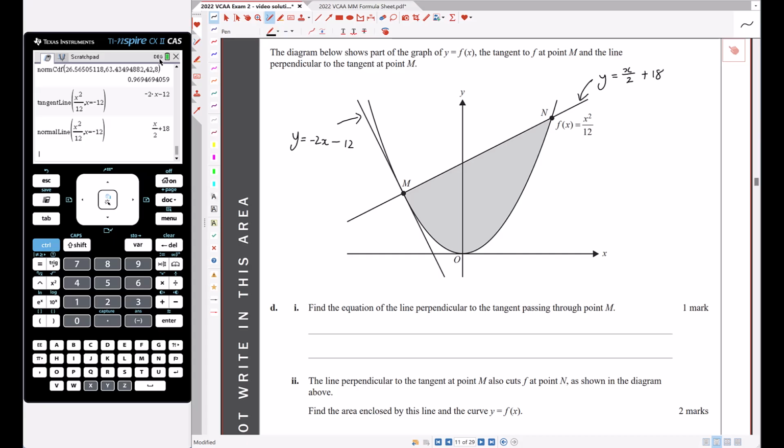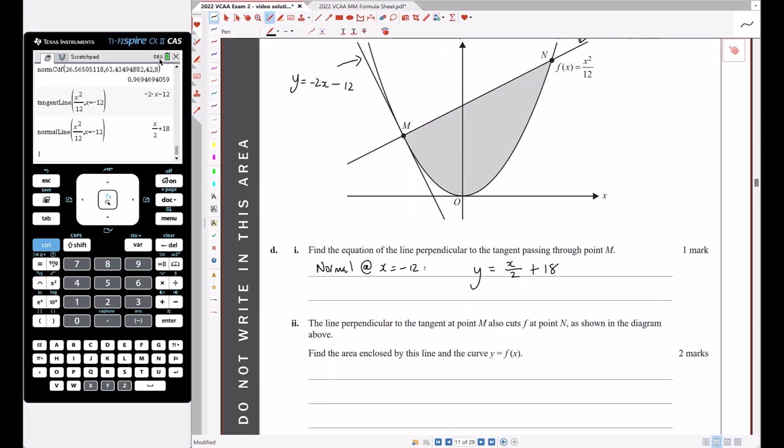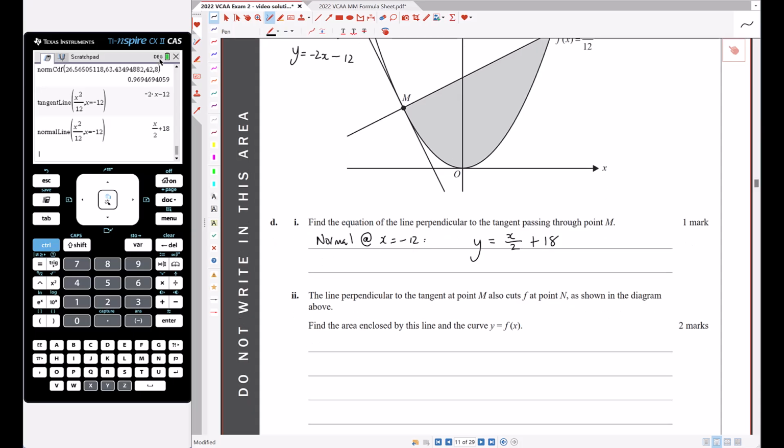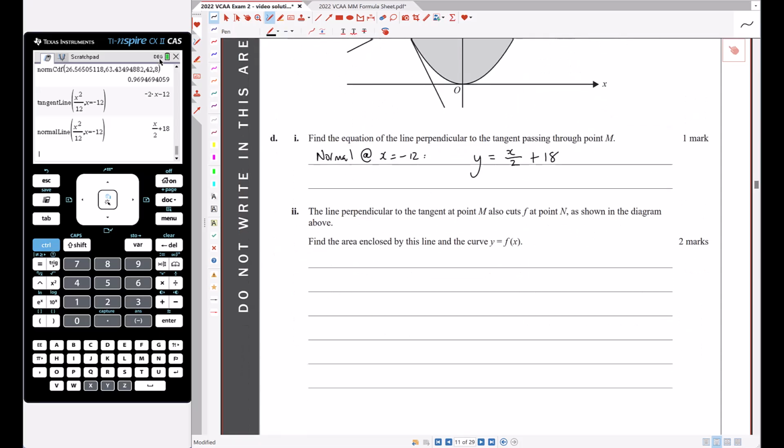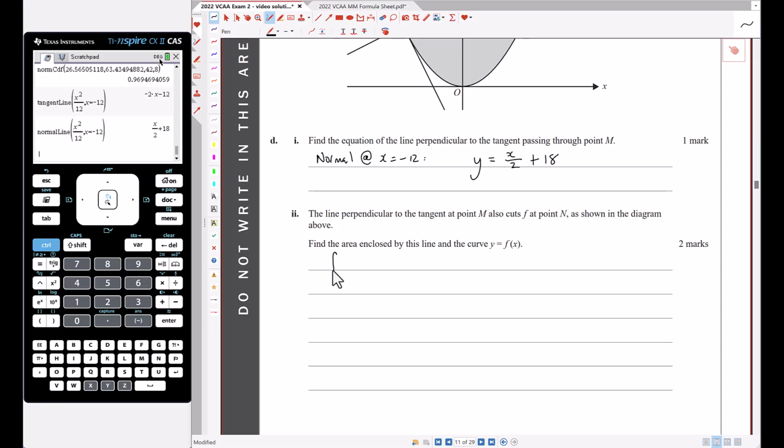Find the equation of the line perpendicular to the tangent passing through point M. So that is the normal at x equals negative 12, and that is y equals x on 2 plus 18. Okay, the line perpendicular to the tangent at point M also cuts f at point N, as shown in the diagram. Find the area enclosed by this line and the curve y equals f of x. Okay, so we need the coordinates of the point N, first of all. So we need to solve f of x equals the normal line, so x on 2 plus 18.